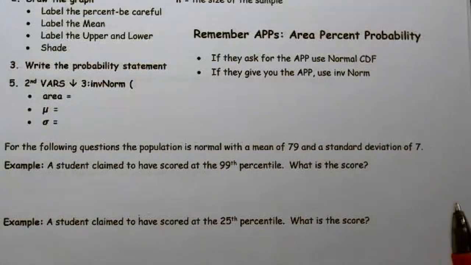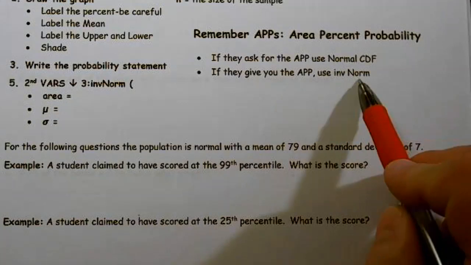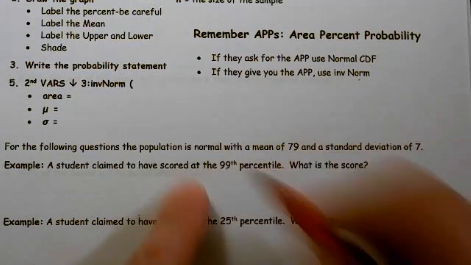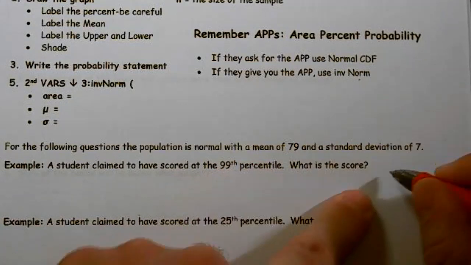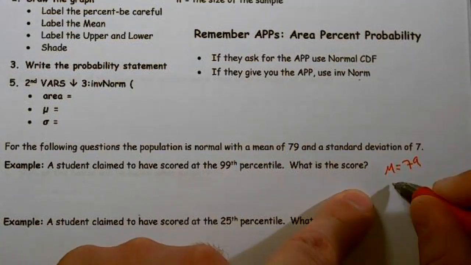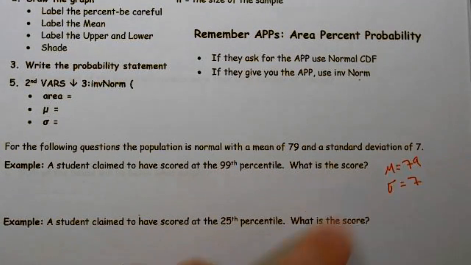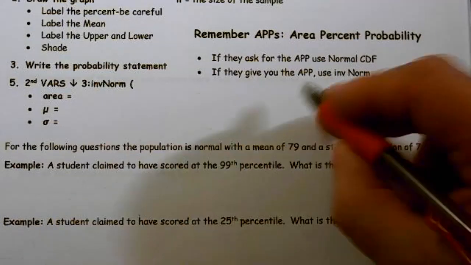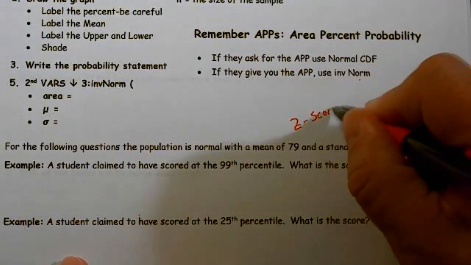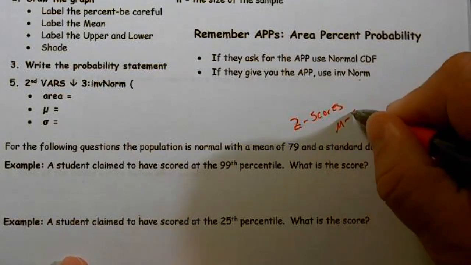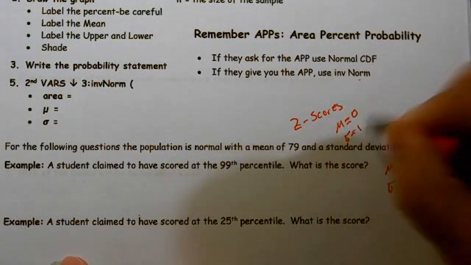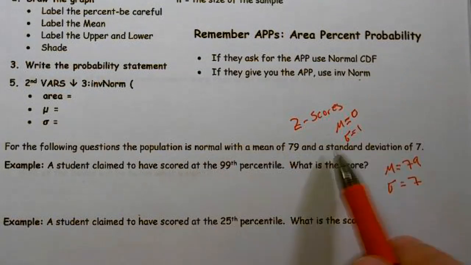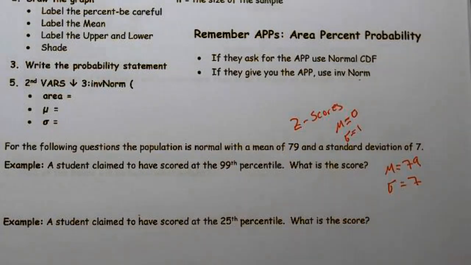So for the following questions, assume the population is normal, and it's really important. If we're going to be using something that says normal, it better be normal. So we're starting off with a normal, and we have a mean of 79 and a standard deviation of 7. Notice that's different than the z-score. When we're working with z-scores, all of them, mean equals 0, standard deviation is 1, but we're not. We're working with actual values, and we happen to have a mean of 79 and standard deviation of 7.